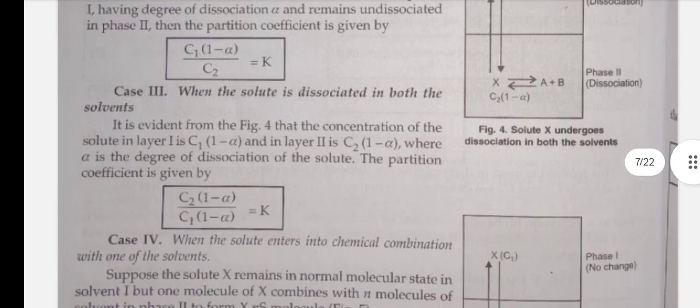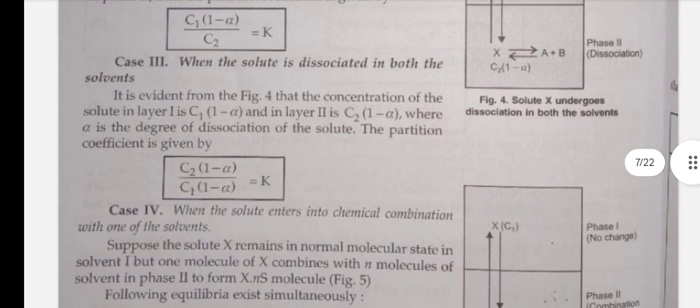When the solute is dissociated in both the solvents, it is evident from figure 4 that the concentration of the solute in layer 1 is C1 into (1 minus alpha) and in layer 2 is C2 into (1 minus alpha), where alpha is the degree of dissociation of the solute. The partition coefficient is given by C2 upon C1 into (1 minus alpha) is equal to K.